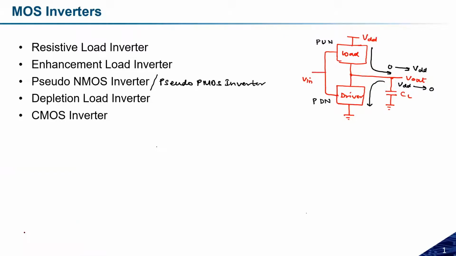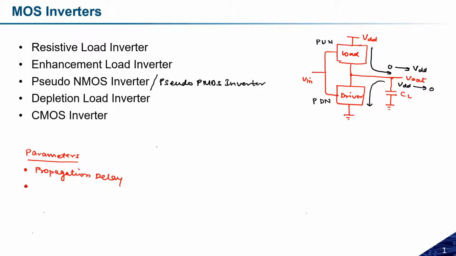So here we can have five different variants of the inverters. But the important thing is, if I am considering the inverter analysis, what are the major parameters that are really important to consider? Let me write some of the parameters here. The first parameter is the delay, or propagation delay. We need to check the propagation delay of the circuit, how it is behaving in terms of performance, in terms of speed.